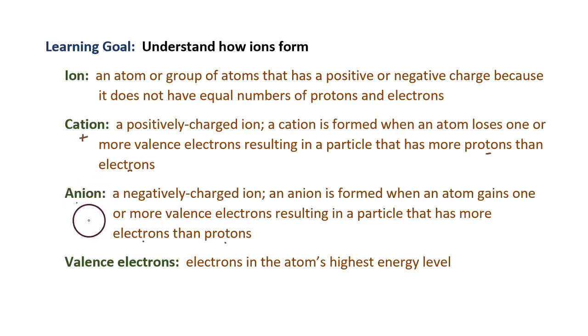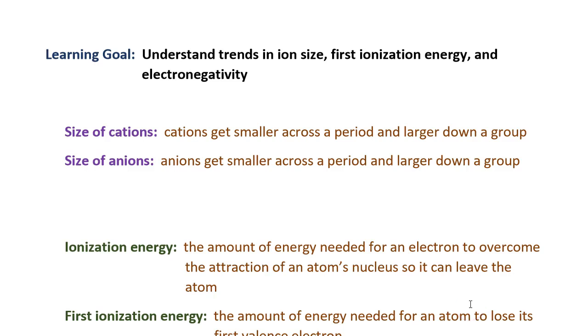These definitions refer to valence electrons. Valence electrons are electrons in the atom's highest energy level. If an atom is going to gain additional electrons, then those electrons will be gained in the highest or outer energy level. If an atom is going to lose some electrons, those electrons would be lost from its highest or outer energy level. For our next learning goal, let's go back to looking at some trends.